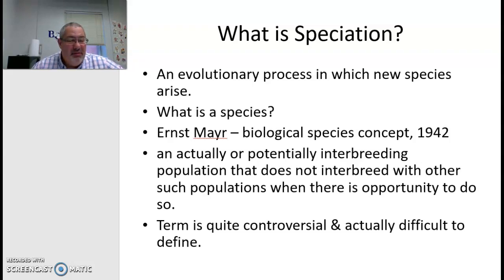The most common definition you'll see in a 100 level biology course is the one given by Ernst Mayr from 1942. Mayr defined a species as interbreeding populations that do not interbreed with other populations. And you can specify that a little bit more to say populations that interbreed and form fertile offspring.